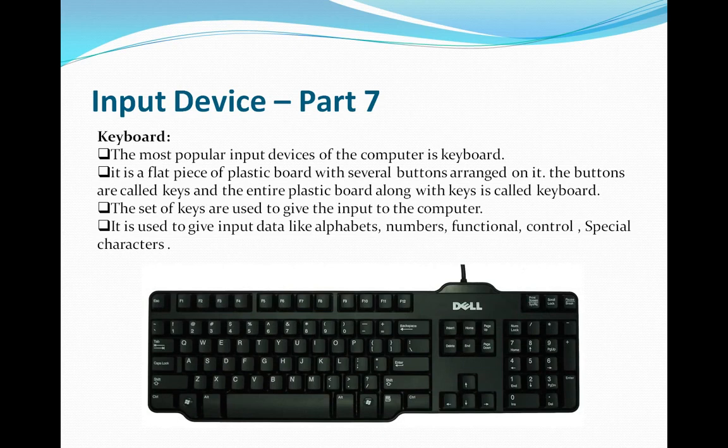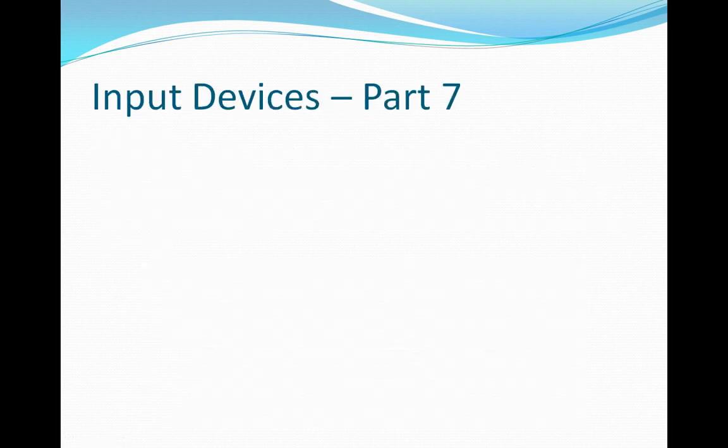So here is how the keyboard looks. Whatever points we have discussed above, you can see it has alphabets, numerics, function keys, special keys, special characters, controls, up and down arrows, and special characters like the at the rate or hash symbol. So this is one of the important input devices of a computer.